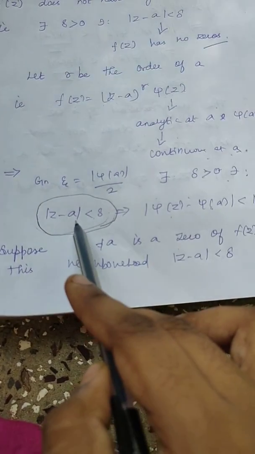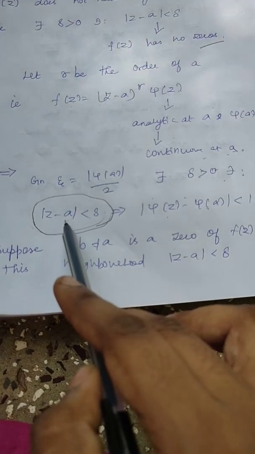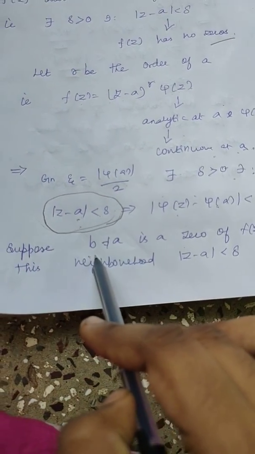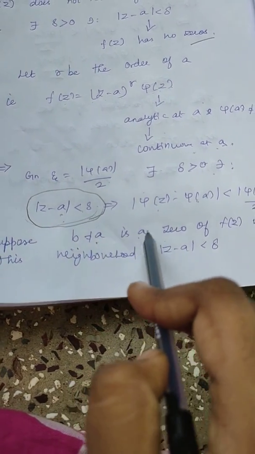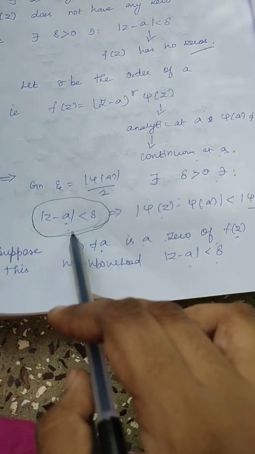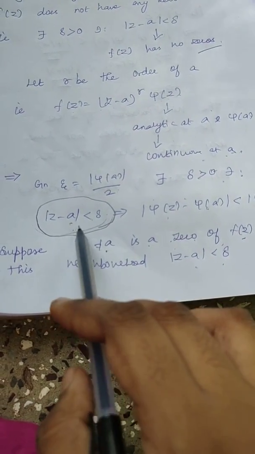So a is here in this neighborhood. Suppose in this neighborhood my f of z has another 0, that is b, that is not equal to a. b is a 0 of f of z in this neighborhood, mod z minus a less than delta. I have taken it like this. Let us see what will happen if I take it like this.